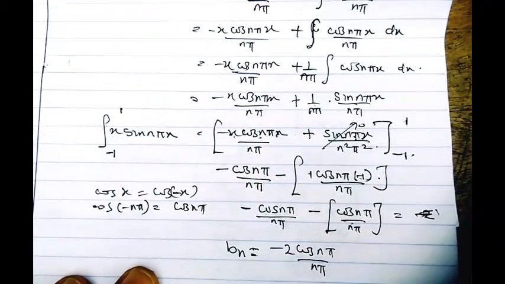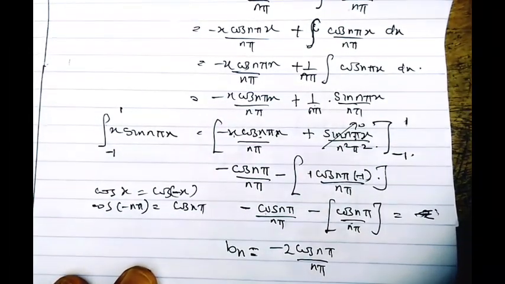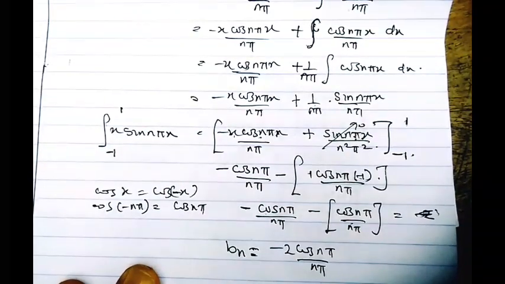So now let's substitute it back into our Fourier series formula. Since we have gotten our parameters, let's substitute. We had bn equal to minus 2 cos n pi over n pi, and we had an equal to 0. And we also had a naught equal to 0.